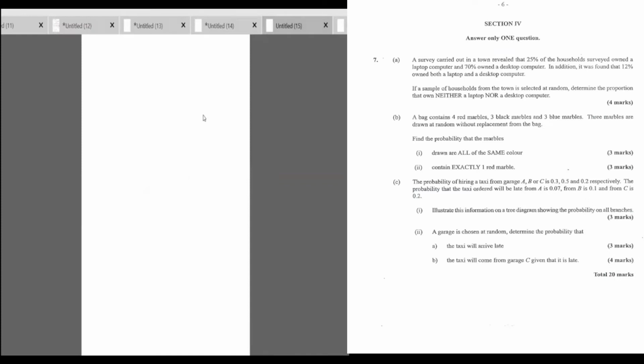Usually constitutes of statistics and kinematics. Question 7 is statistics. So let's look at question 7 right here.